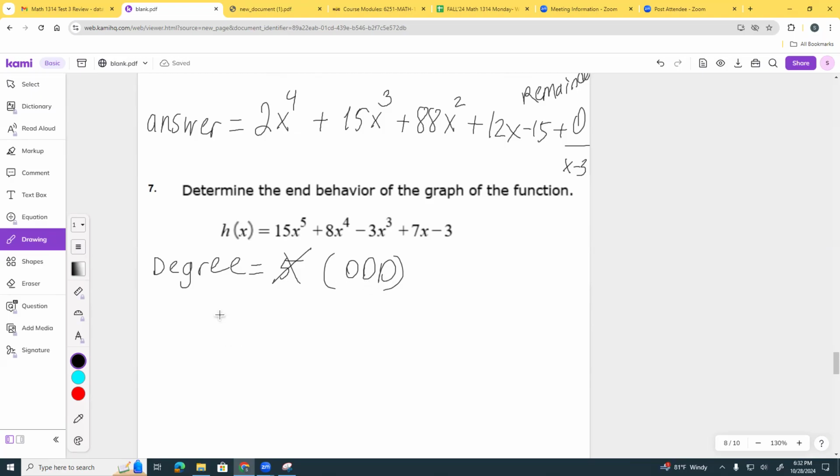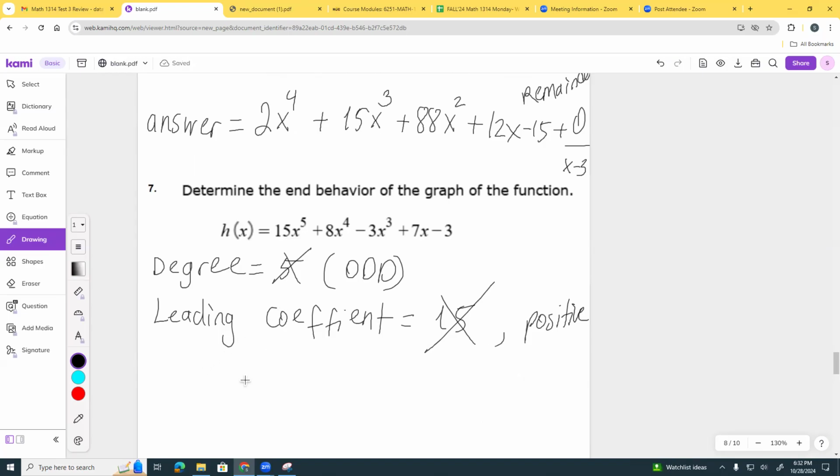Then we look at the leading coefficient, which is positive. It's a 15. But we don't care whether it's 15, 25, or 30. We really just care that it's a positive number.